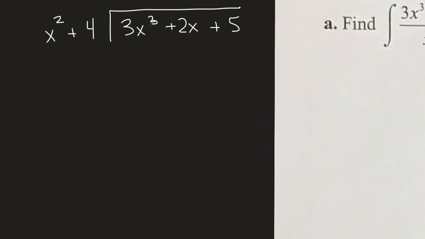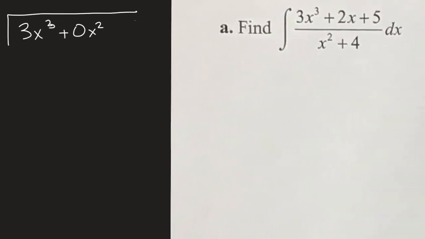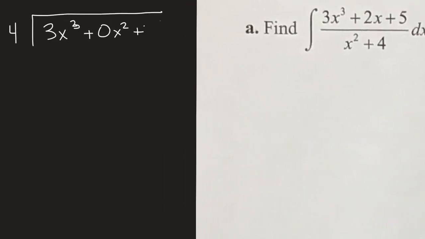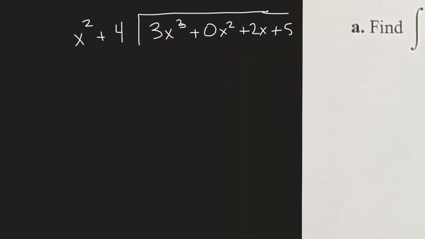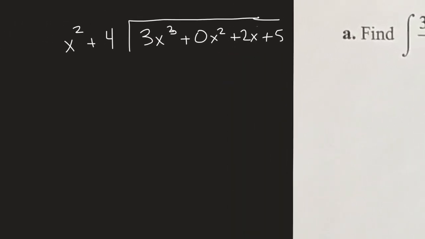It's important to remember, though, that we're missing a power. We're missing an x squared in here. So let's add our 0x squared because we don't have that term present. Okay, so we're going to perform some polynomial long division.